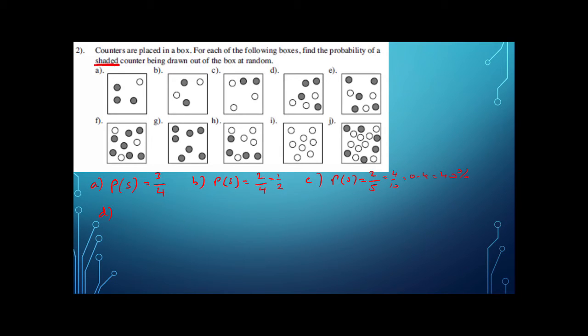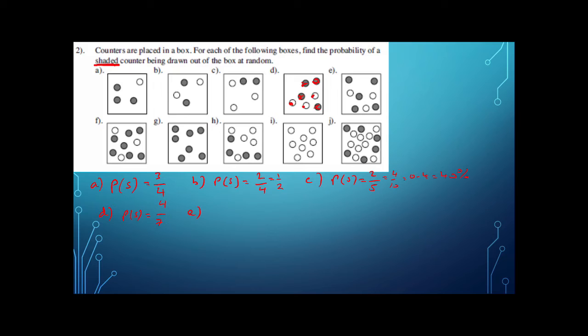D, probability of a shaded counter. I'm actually going to have to count these counters now. 1, 2, 3, 4, 5, 6, 7. There are 7 counters, and 1, 2, 3, 4 of them are shaded. So the probability of a shaded counter is 4/7.